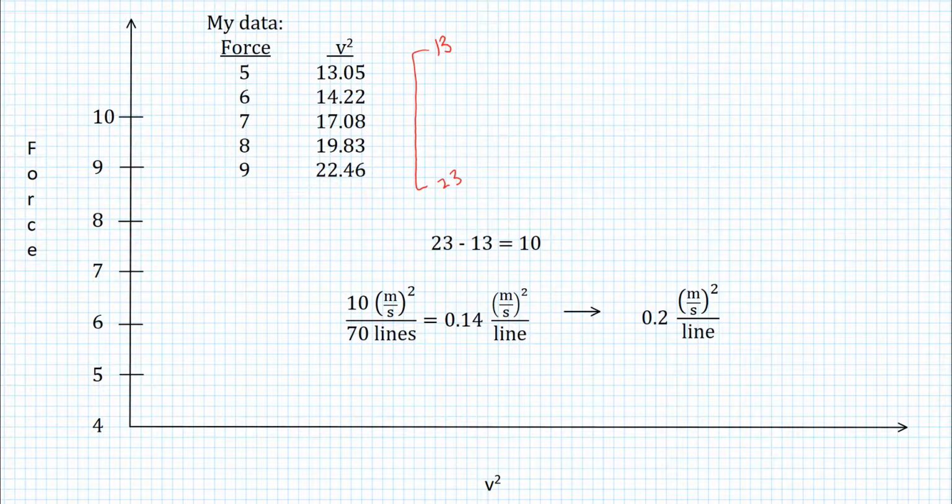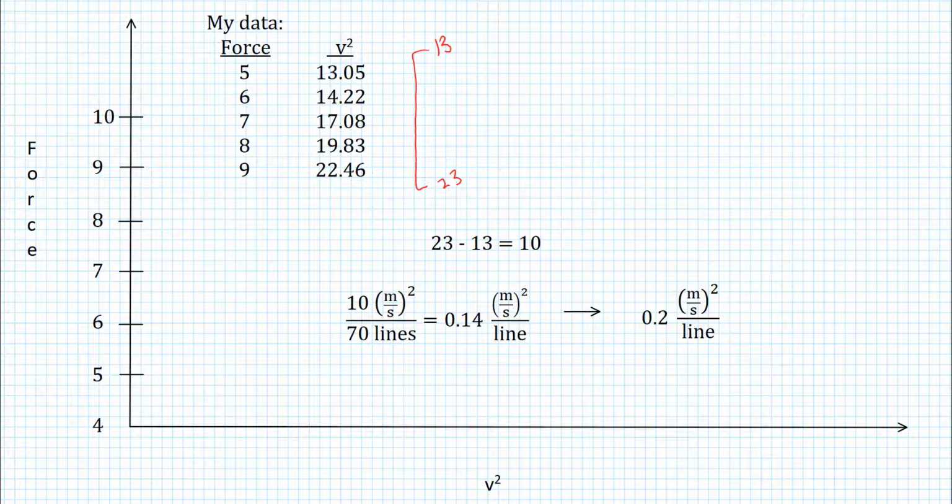Now that I know how many grid lines I have to work with, I look at my range of values I have for v squared. They start at 13.05 and they go all the way up to 22.46. The units for v squared is meters per second squared because v is meters per second and we're squaring it. So if I start my x-axis at 13 and go all the way up to 23, it includes all of those points. 13.05, 14.22, all of them fall within that range.